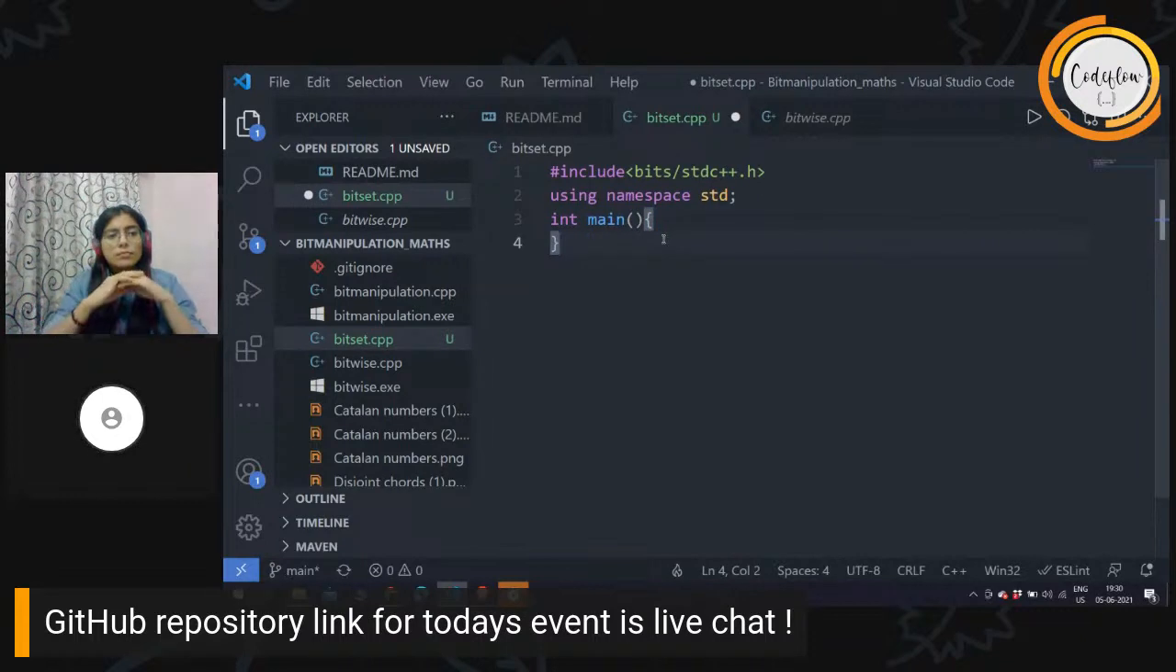How many of you know what is STL or what are vectors? What are the uses of vectors in C++? Okay, basic knowledge. That's okay.